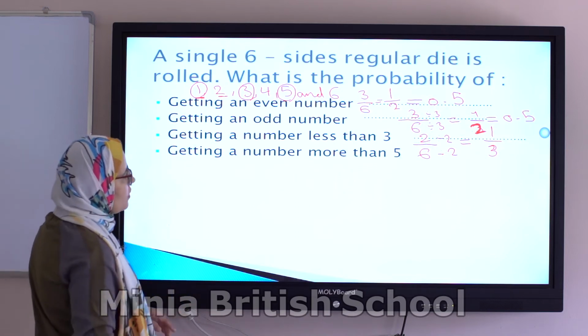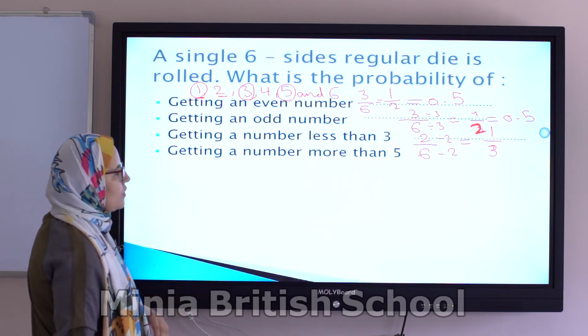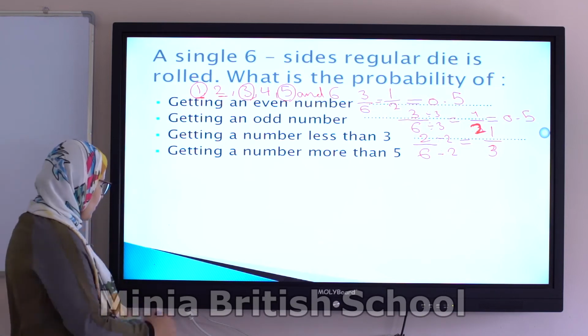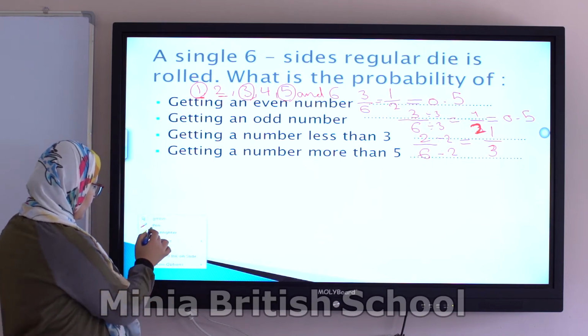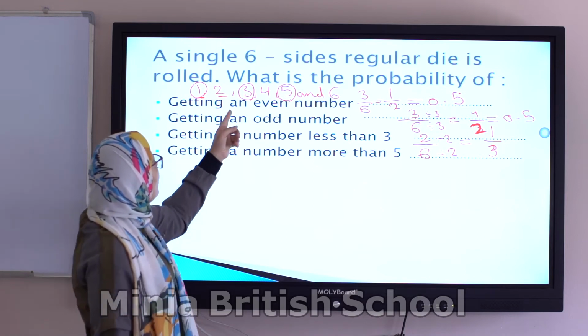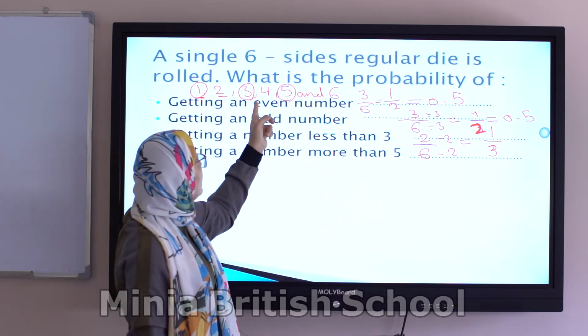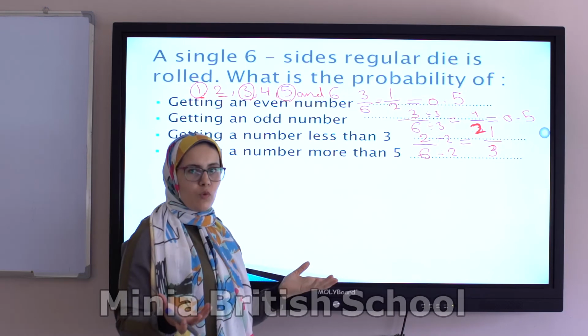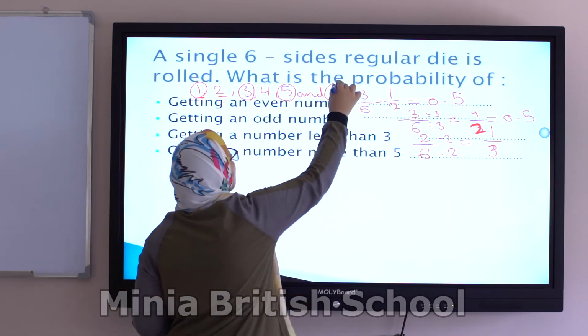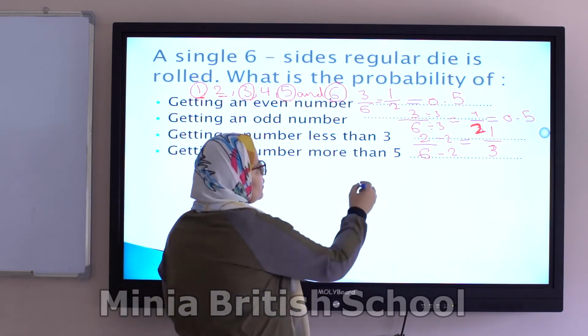Getting a number more than 5. How many numbers are more than 5? Here we have 1, 2, 3, 4, 5, and 6. What is the number more than 5? We have only 6. 6 is more than 5.